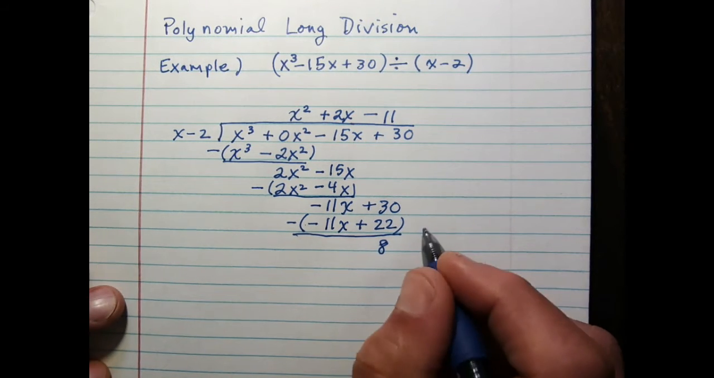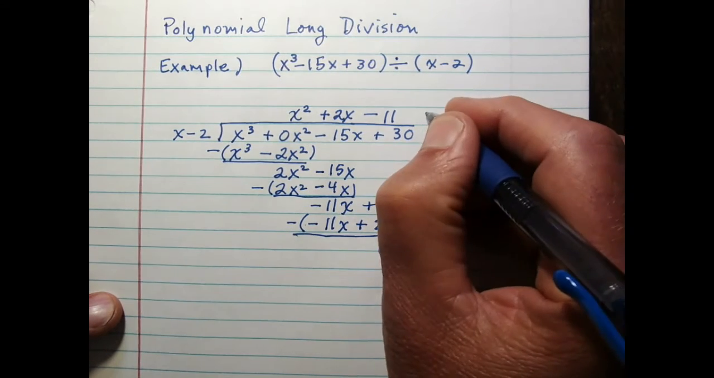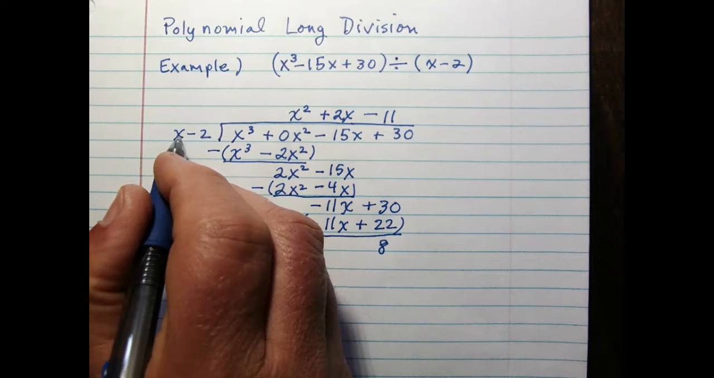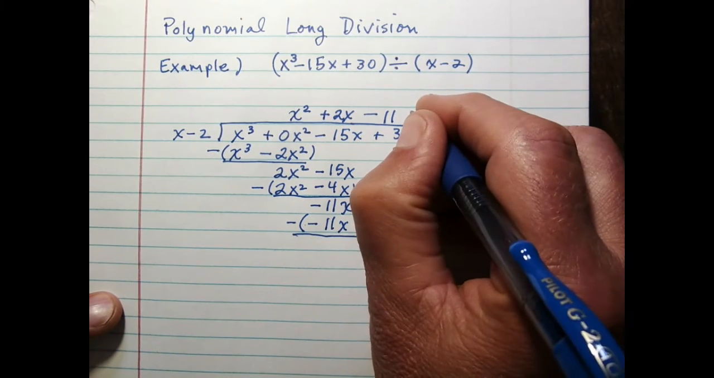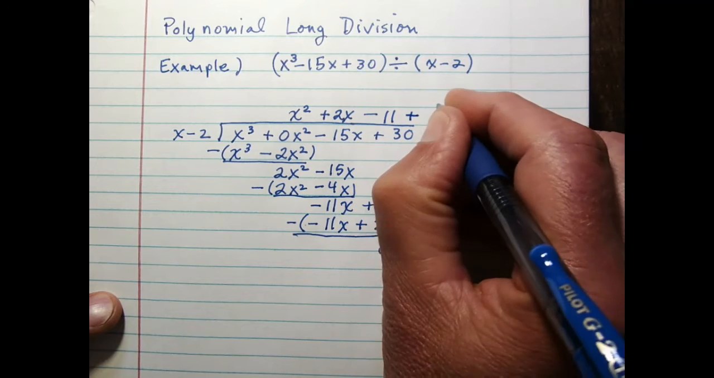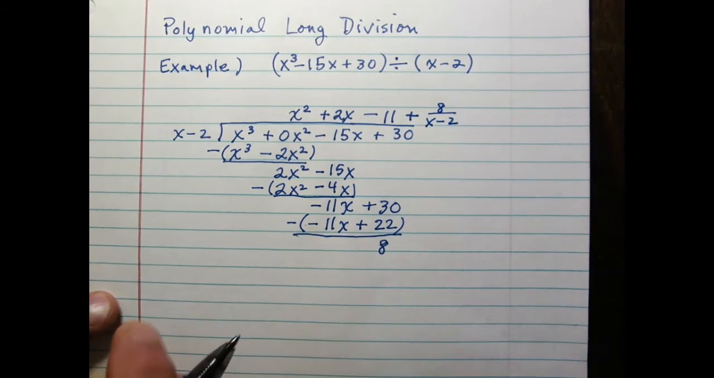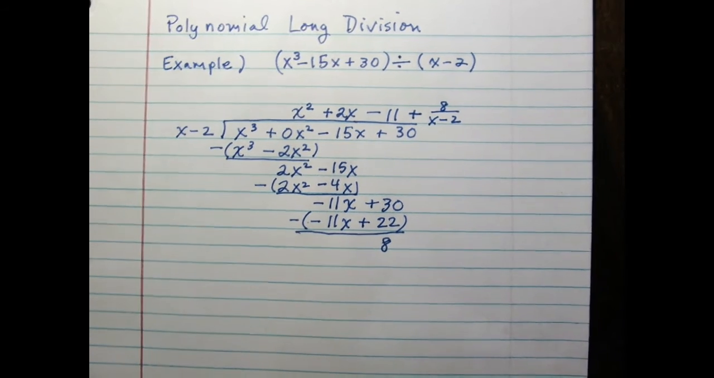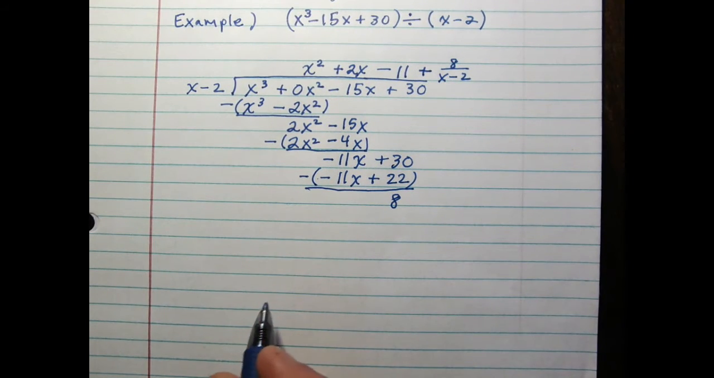Now, I can write my answer in a fancier way, too, if I take the remainder over the divisor, kind of like you can do with numbers. But again, I need a plus sign to separate the terms. So I could write plus 8 over x minus 2. And now we're just going to think about a couple different ways this result can be written.